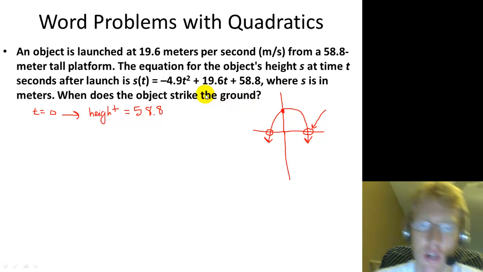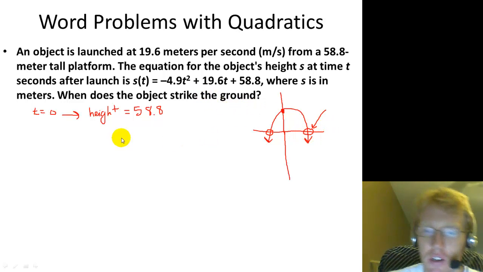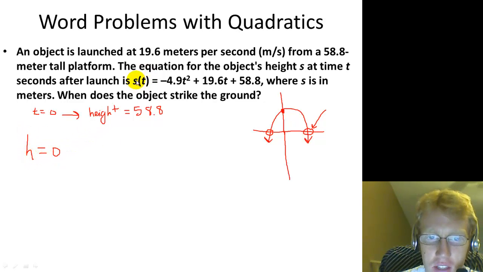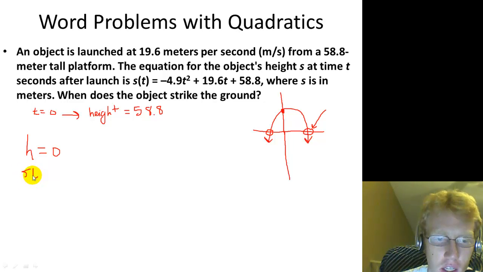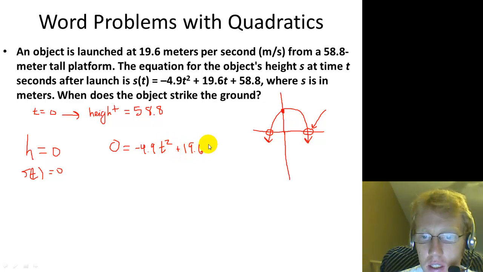So the real problem becomes, what is the height over here? Well, since it's hitting the ground, we want the height equal to 0, and in this case height is s of t. So we want s of t equal to 0. And if we plug in a 0 right here, we have 0 equals all this stuff, and then we have a quadratic equation, and there's different ways that we can solve it. So negative 4.9 t squared plus 19.6 t plus 58.8.